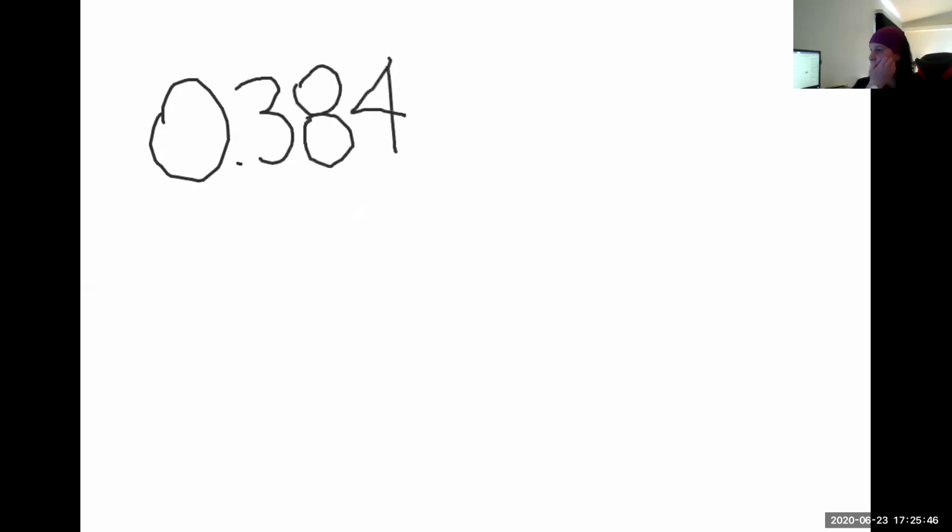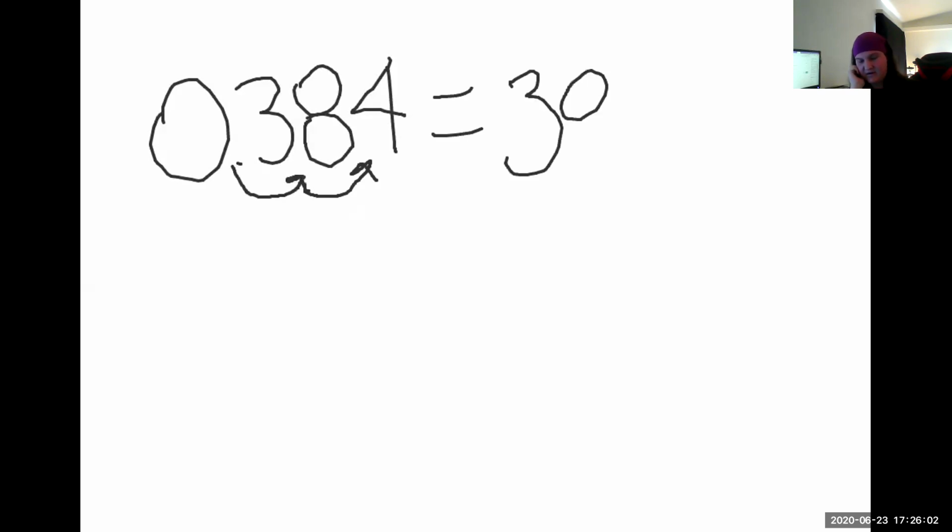So let's move on to 0.384. Again, we're changing the decimal to a percent. So we can multiply by 100, but again, I think it's just easier and smarter to just move the decimal twice, because then we have 38.4%. So there's that answer.